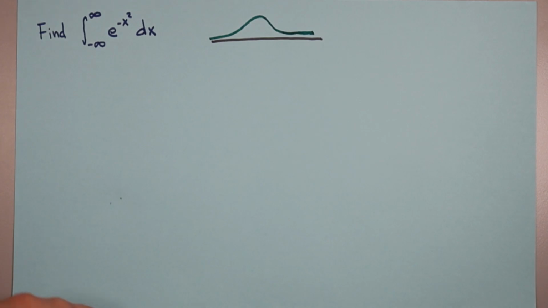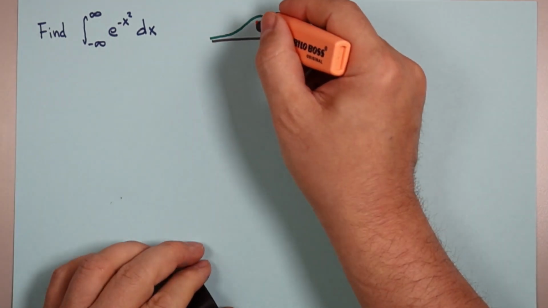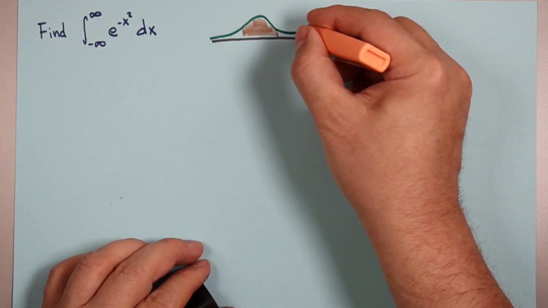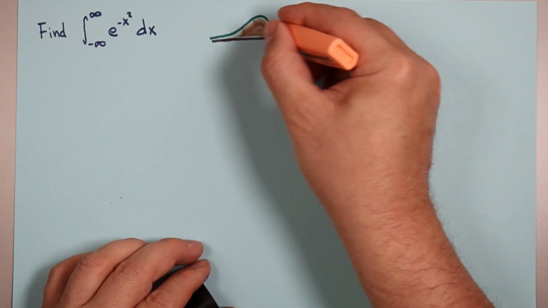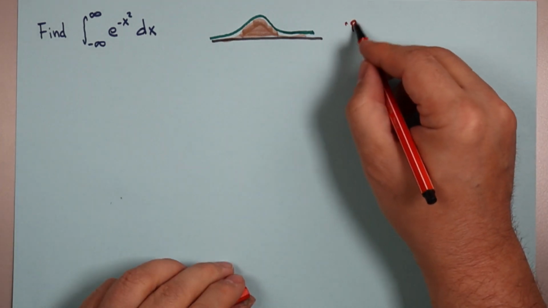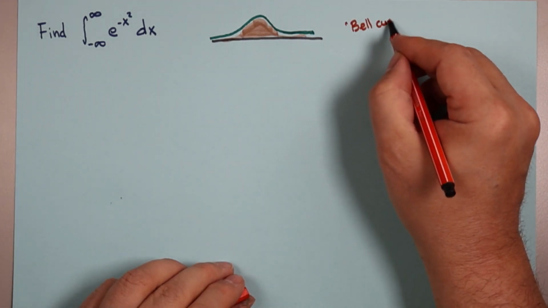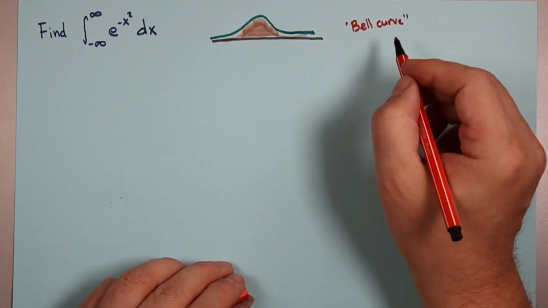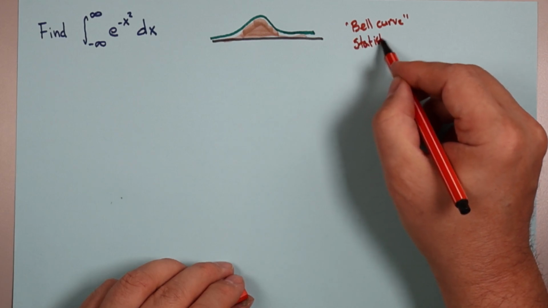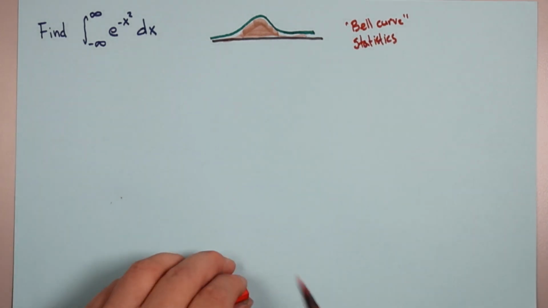So e to the negative x squared, if you think about it, it gets largest at x equals 0. And then as x gets big, either in a positive or negative direction, it gets small. And so you have this shape. And this has a lovely name. This is called the bell curve, and this is heavily, heavily studied in statistics. And basically, statistics is built around understanding this curve.